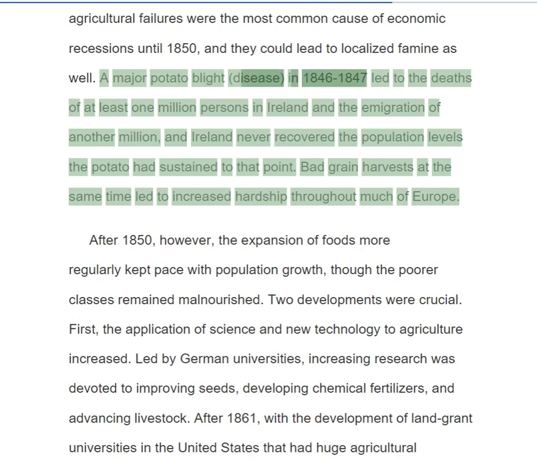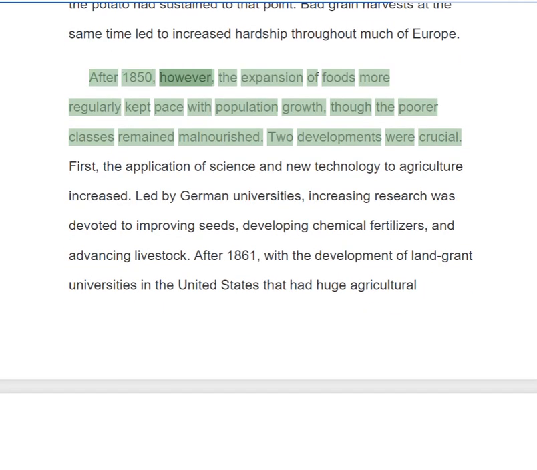A major potato blight in 1846 to 1847 led to the deaths of at least 1 million persons in Ireland and the emigration of another million, and Ireland never recovered the population levels the potato had sustained to that point. Bad grain harvests at the same time led to increased hardship throughout much of Europe. After 1850, however, the expansion of foods more regularly kept pace with population growth, though the poorer classes remained malnourished.